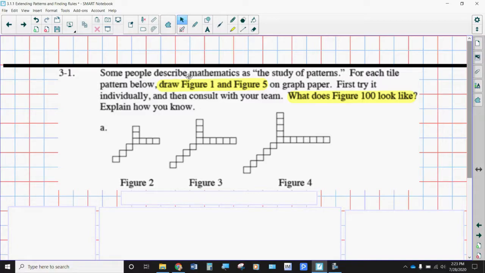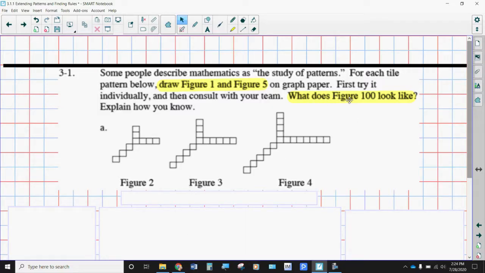Okay, so some people describe mathematics as a study of patterns. For each tile pattern below, draw figure 1 and figure 5. First try it individually and then consult with your team. Well, you're not going to be able to consult with your team, but what you are going to be able to do is pause, and then you'll see what I come up with, and we can compare and see if you're on the right track, okay?